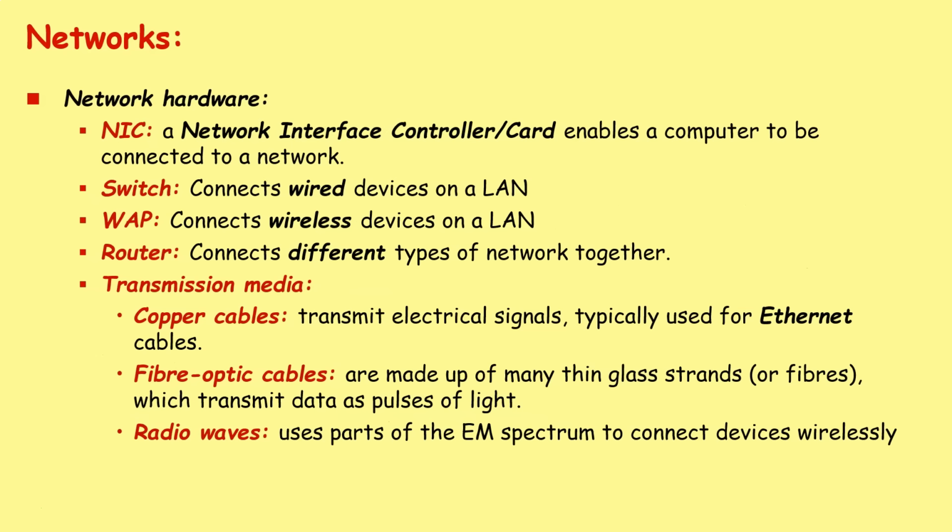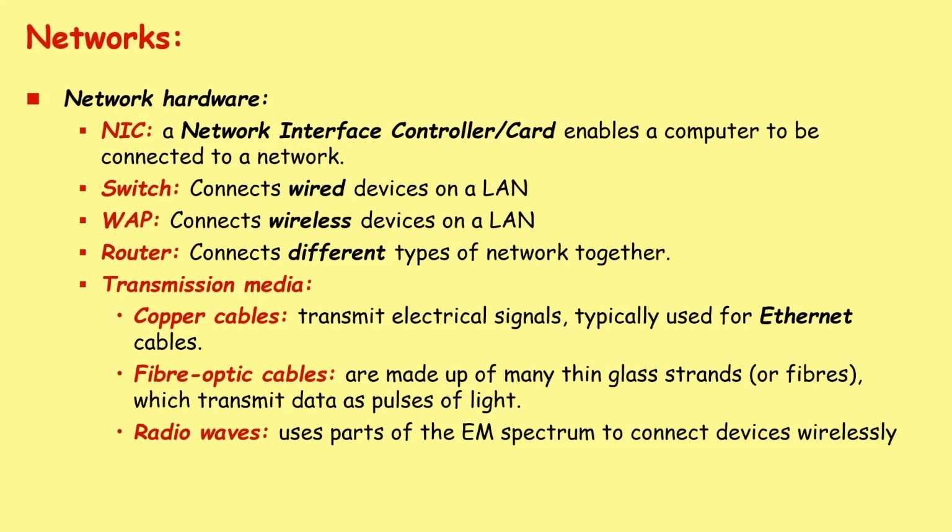Network hardware that you need to know about. NIC, a network interface controller or a network interface card, enables a computer device to be connected to a network. This could be a separate card in a big desktop, or it could be a little chip built into the motherboard for a tablet or a mobile phone or something like that. Switch connects wired devices on a local area network. Wireless access point, or WAP, connects wireless devices on a LAN. Router connects different types of networks together.